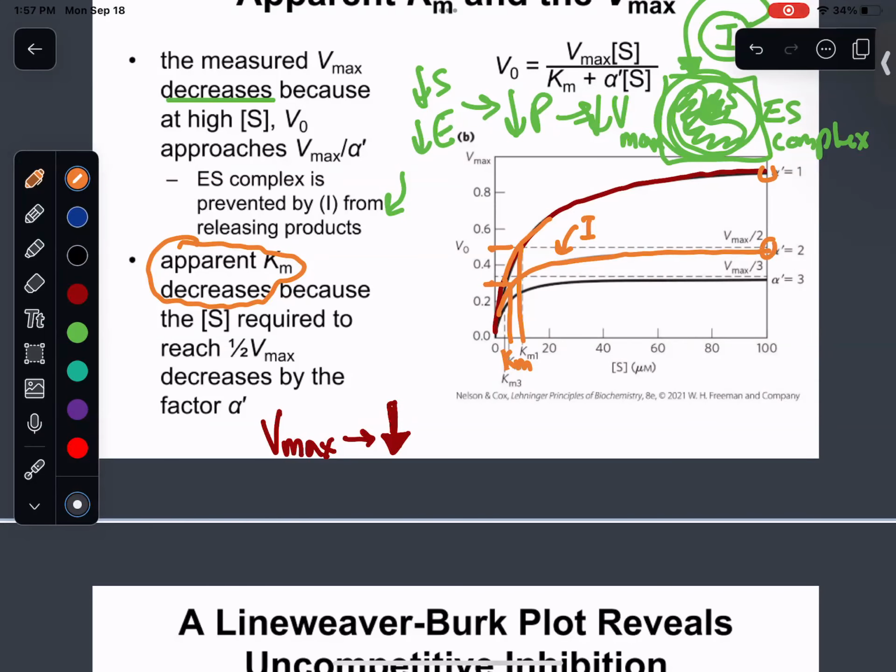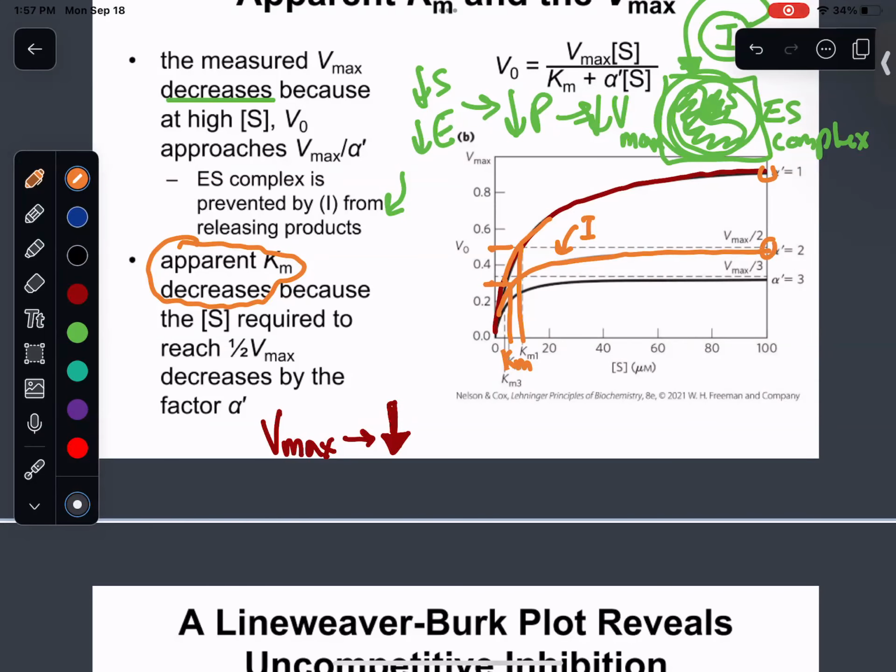Enzyme. Substrate. Enzyme substrate complex. Once the inhibitor comes in and binds to the enzyme substrate complex, the enzyme substrate complex is stuck. It's useless. And even though this is a reversible inhibitor, there will still be a very visible effect in both your apparent Km and your Vmax.